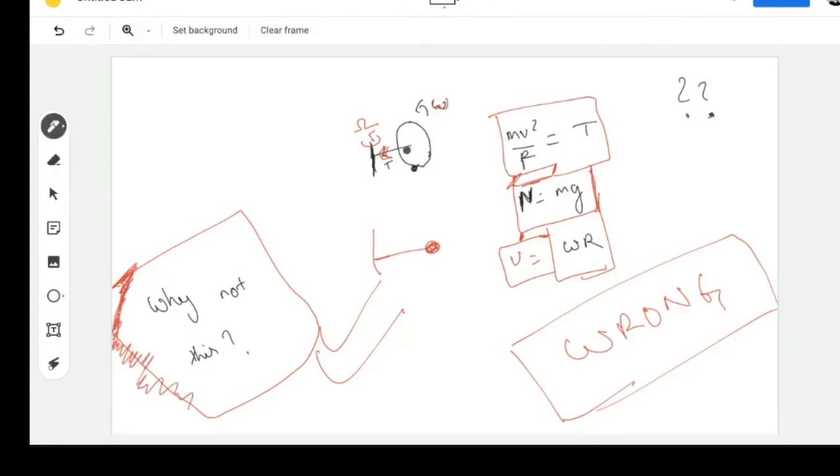V is equal to omega r is wrong? No, no, this is totally right. I'm taking v is equal to omega r. V is over here, and this is purely rolling. There's no friction. Let's say this is not the case. It's not purely rolling. There's a ground that doesn't have friction. Now what's wrong with it? There's no more role for friction. Now there's a tension T, mv square by r, N is equal to mg. Everyone is happy with circular motion. We don't need gyroscope. Now what's wrong with this?